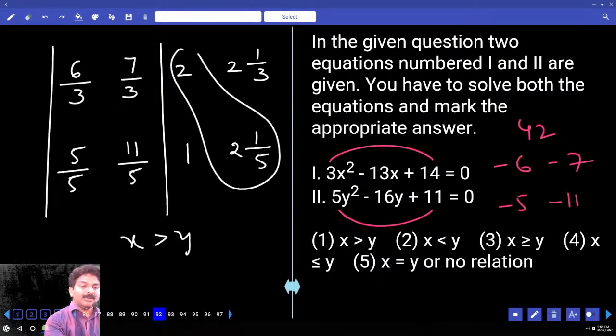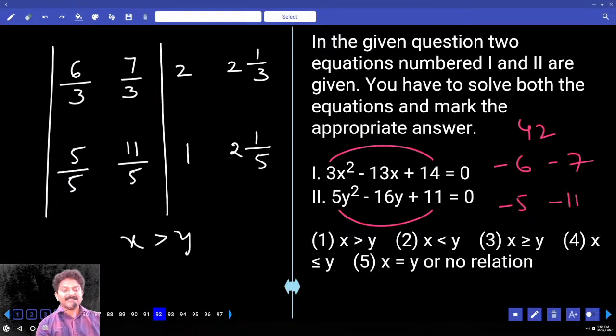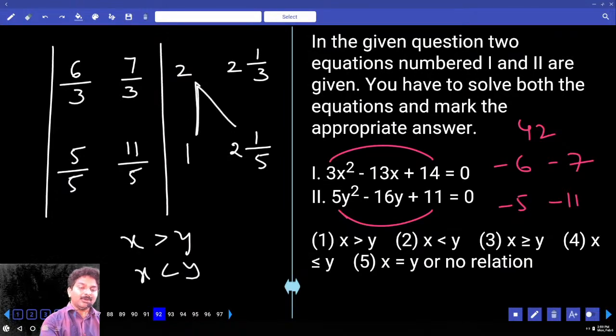1 is less than the above 2 numbers, so we can say x is greater than y. 2 comma 2 1 by 5: x is less than y. In between, 2 is in between 1 and 2 1 by 5. That one number is sufficient to answer the question. Answer: relation cannot be established.